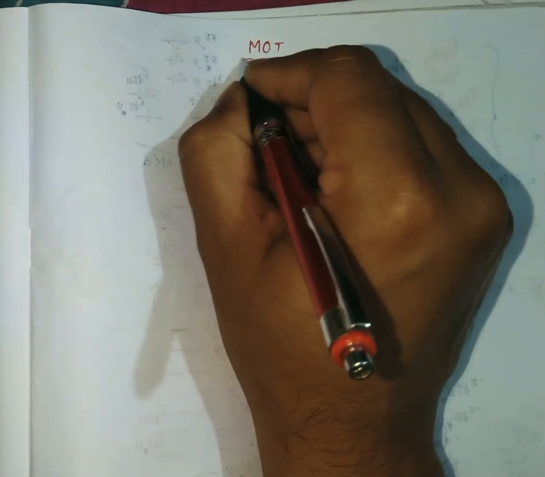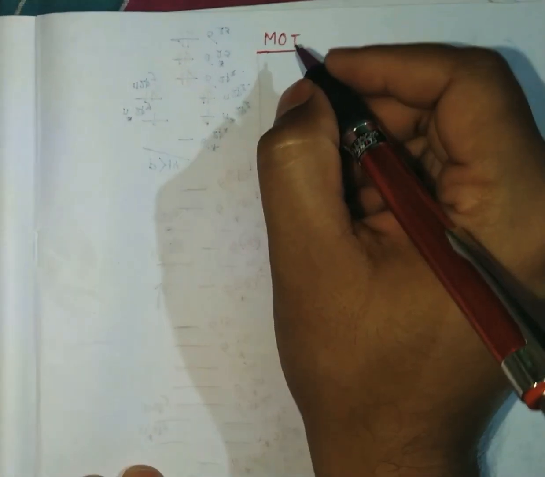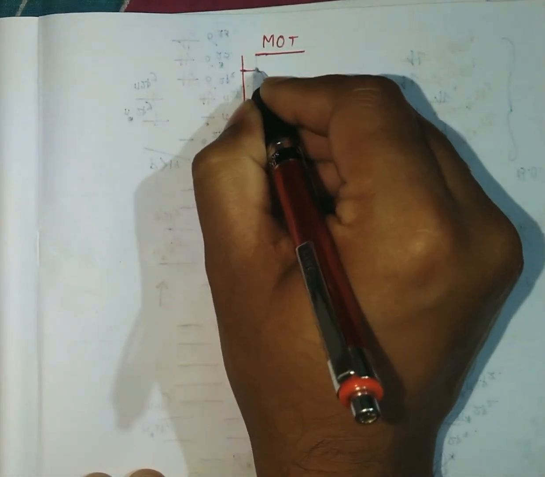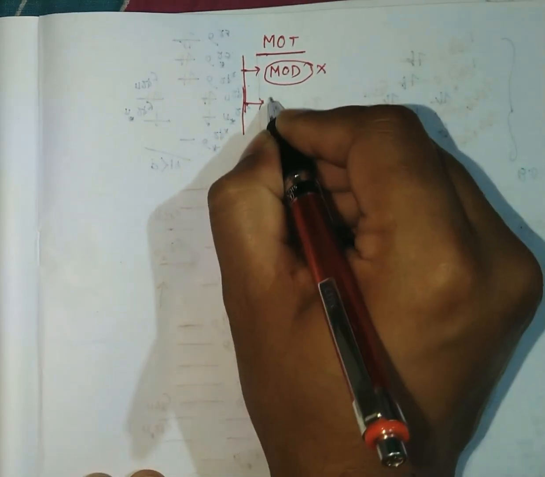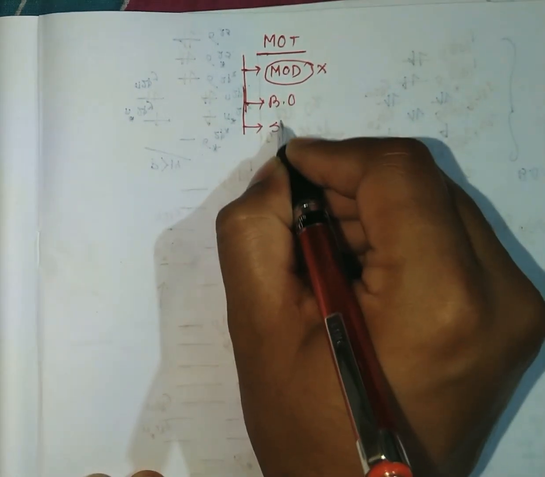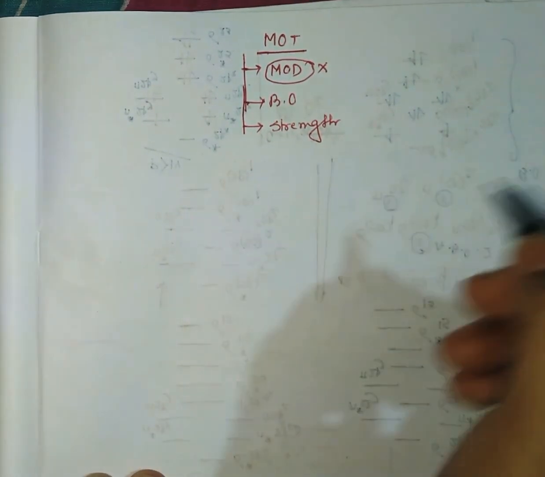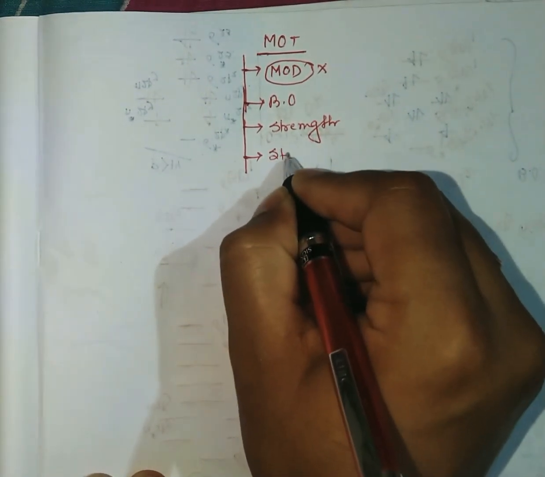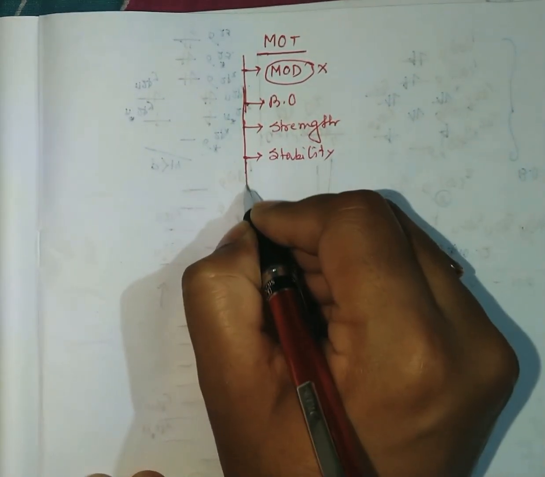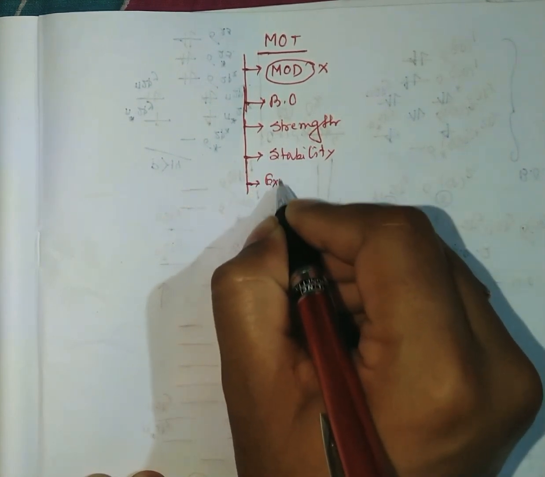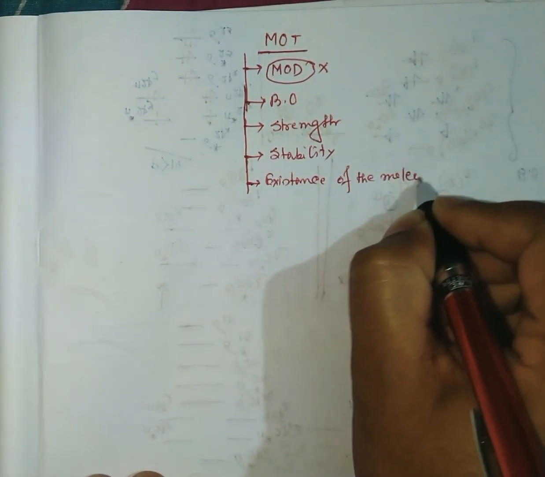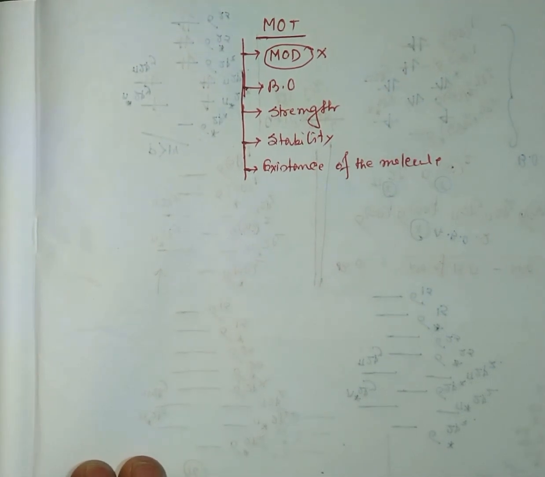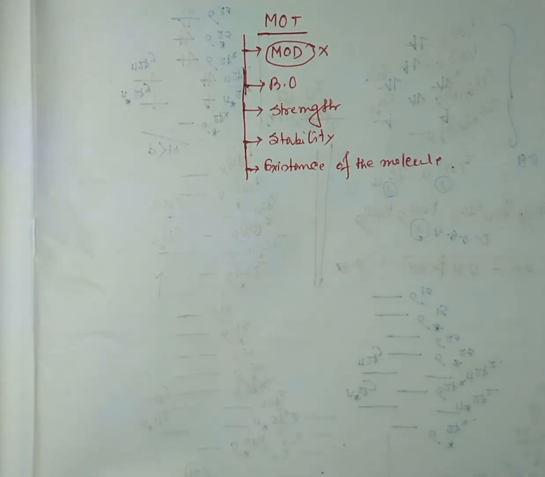Molecular orbital theory, next part. Molecular orbital theory outcomes, MOD, already discussed in the first video. Number 2, bond order calculation, strength of the bond, stability of the molecule, and existence of the molecule. Bond order, strength, stability, and existence of the molecule.